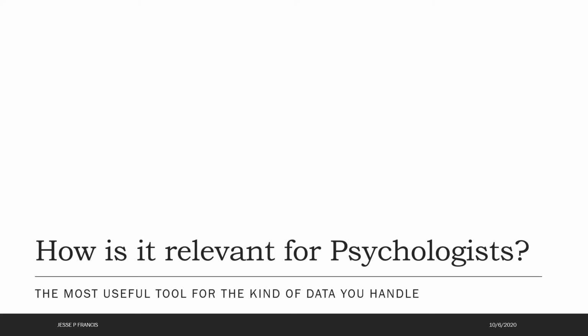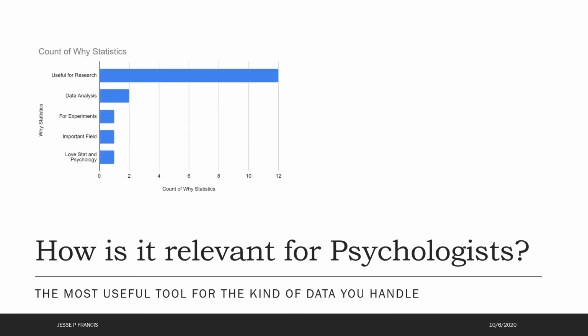So what I'm saying is, given the uncertainty you're dealing with, this is the best part of mathematics and science that you can use to take your studies forward. And in the survey that I did in your class, you seem to agree. Most of you said it's useful for research. Some said it's good for data analysis. And someone said it's an important field for experiments. When I asked why you want to learn statistics, someone said I love statistics and I love psychology, and I would like to know how they both go together.